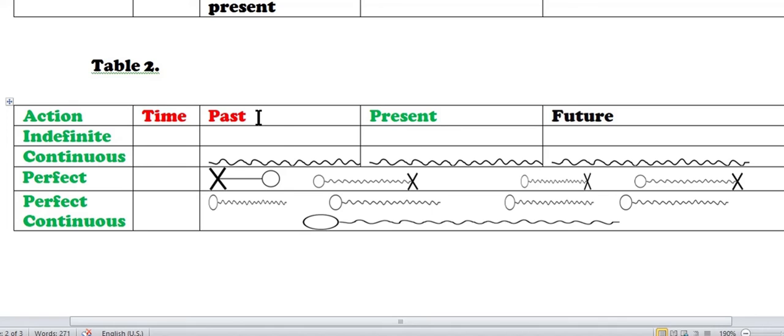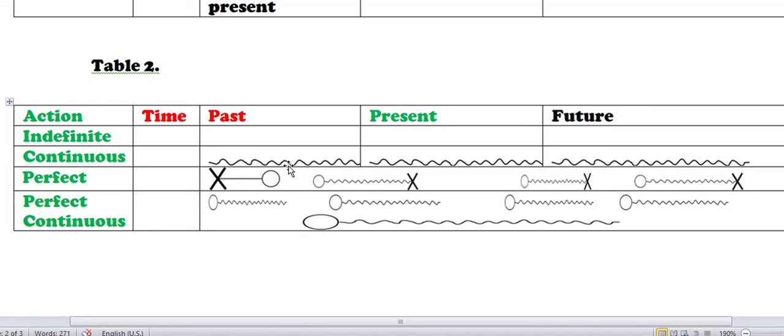So first we have the past indefinite tense, and as I told you earlier, there's no starting time or continuity time or finish time in the indefinite tense. We don't know the timing of the action. So there is no diagram here, not even in the present, not in the future. We don't need to mention a diagram here because we don't know the time of starting, finishing, or continuity of the action.